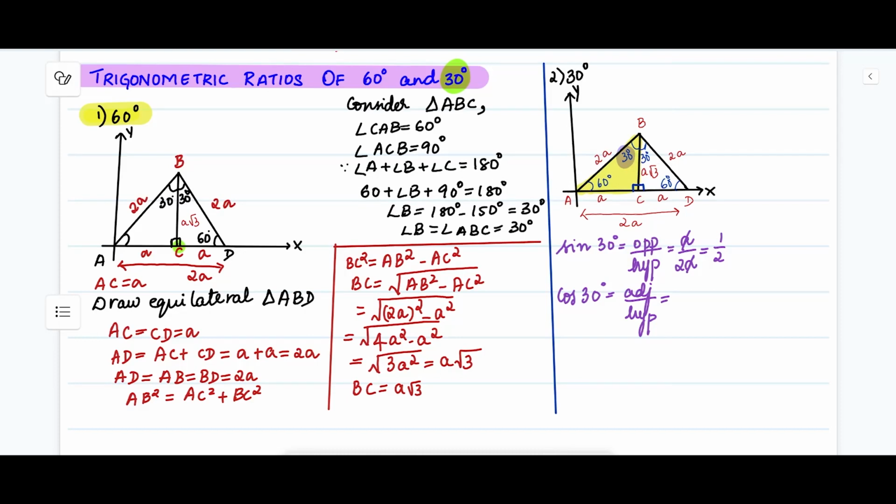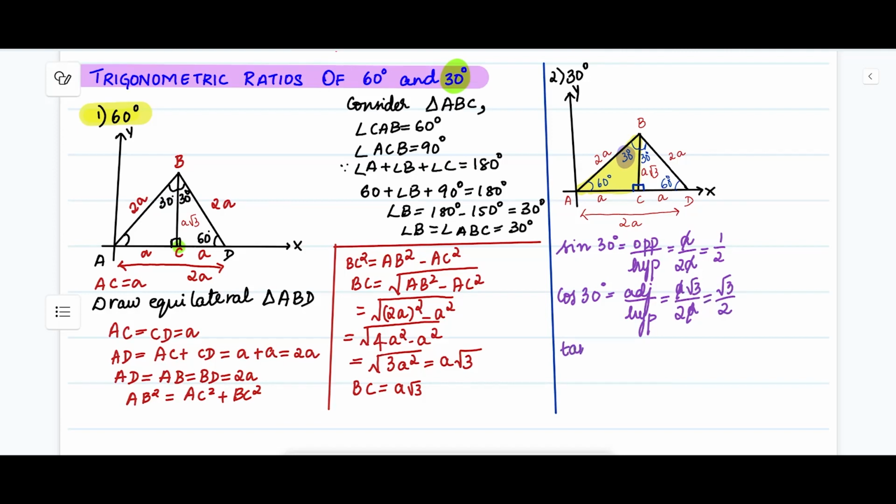So our adjacent side of the triangle here is BC and its value is equal to A root 3. So we will have A root 3 divided by the hypotenuse side of the triangle. The hypotenuse side of the triangle is the side which is opposite to our angle 90 degrees, that is AB, whose value is 2A. So A and A will cancel out each other. We are left with square root of 3 divided by 2.